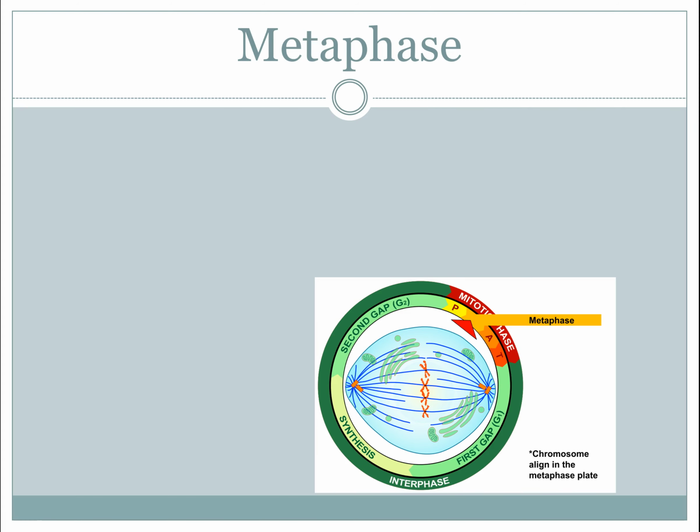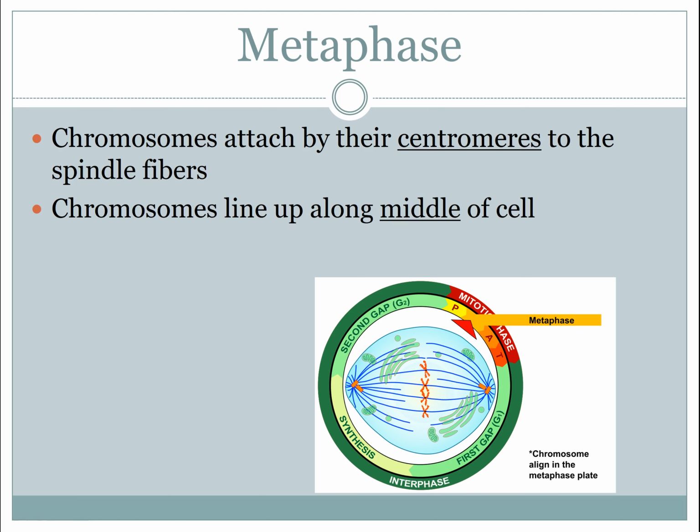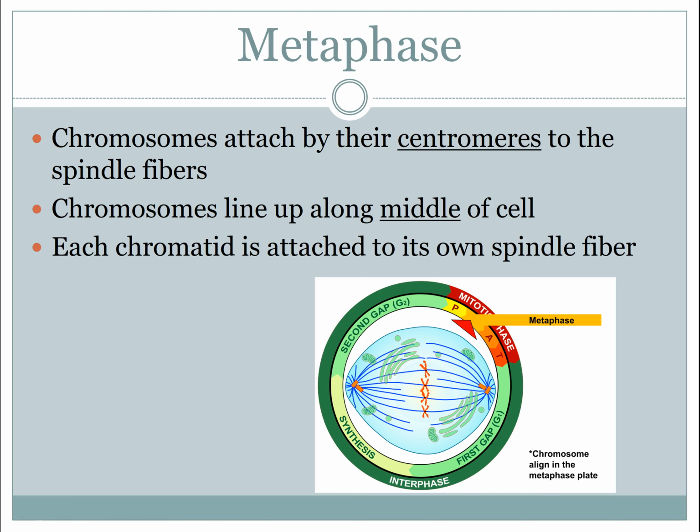All right, as we move on to metaphase, the chromosomes attach by their centromeres to the spindle fibers. So you can see here, the centromere in the middle of the chromosome attaches one side and the other side to spindle fibers. Chromosomes line up along the middle of the cell. So that helps you remember what's happening in metaphase. I always tell students remember middle, meta, and that should help you keep some of your phases straight. Each chromatid is attached to its own spindle fiber.